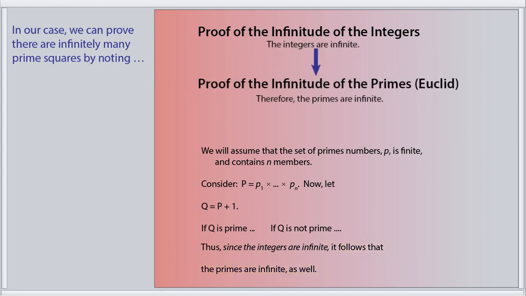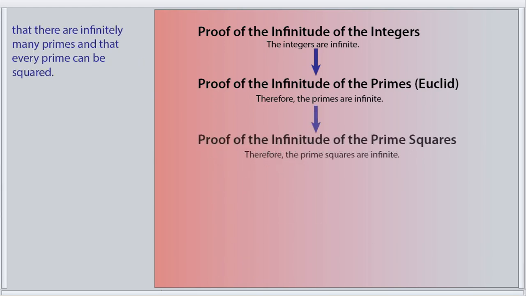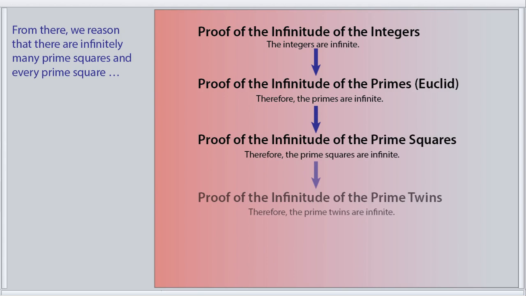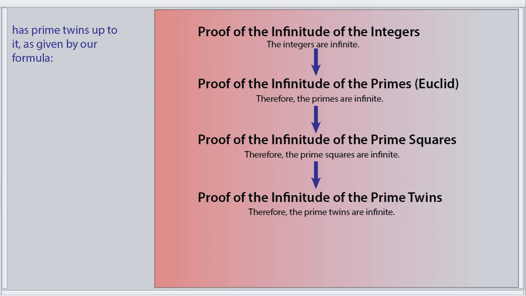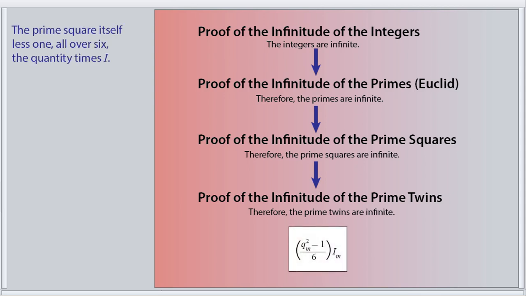In our case, we can prove that there are infinitely many prime squares by noting that there are infinitely many primes and that every prime can be squared. From there, we reason that there are infinitely many prime squares and every prime square has prime twins up to it as given by our formula. The prime square itself less 1, all over 6, the quantity times I.